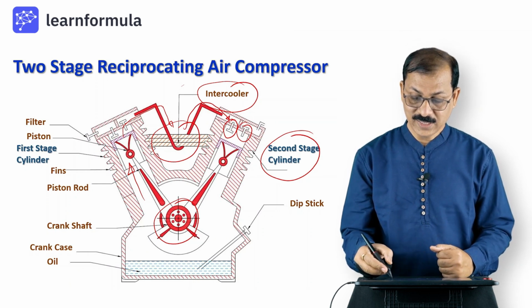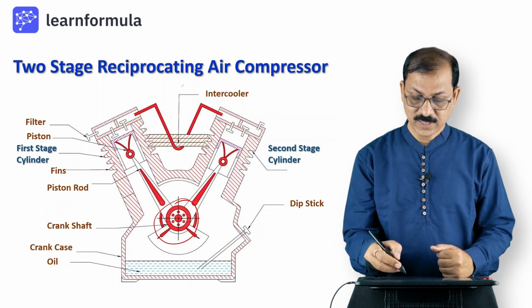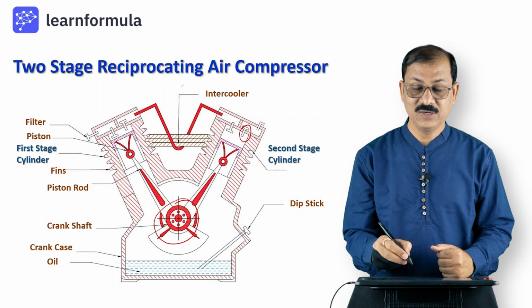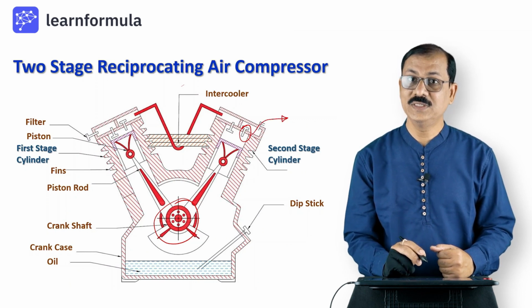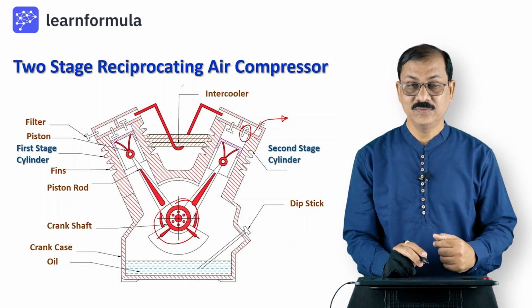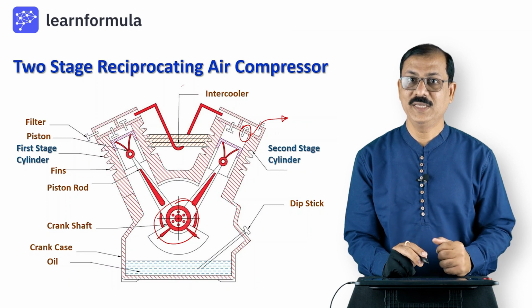Now, when the air is getting compressed in stage number 2, what happens? Let us look at this: there is an outlet valve through which the air passes out of this air compressor. This is how the air is getting compressed in a two-stage reciprocating air compressor.